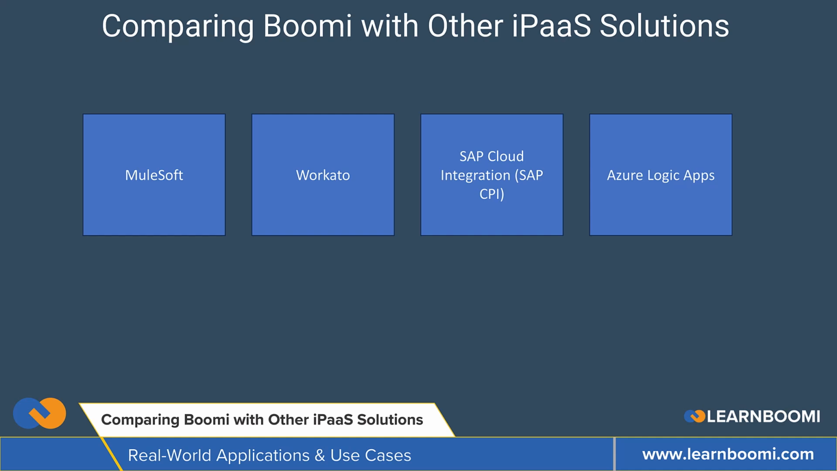The goal is not to declare a winner, but to give learners a balanced and conceptual understanding of how Boomi stands in comparison with other integration platforms such as MuleSoft, Workato, SAP Cloud Integration, SAP CPI, and Azure Logic. We'll look at each platform at a very high level, covering strengths, limitations, ideal use cases, and how they differ from Boomi. This knowledge is extremely useful for IT managers, architects, and students who want to understand the positioning, and that is when and why an organization may choose Boomi over the other iPaaS or vice versa.